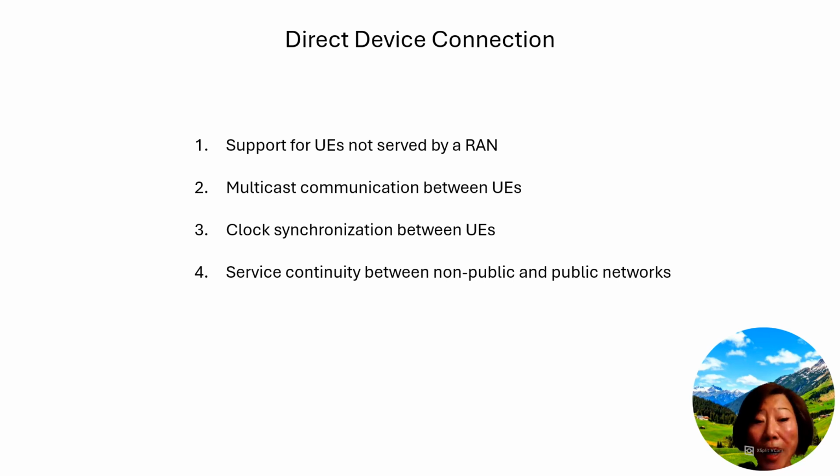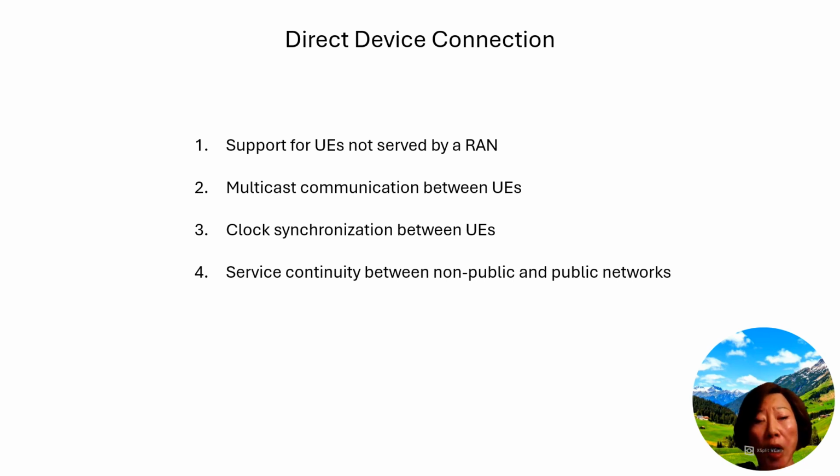Okay, next is direct device connection. Direct device connection, also known as sidelink in 3GPP terminology, allows UEs to communicate without going through the network infrastructure. This can significantly reduce latency for local communications. Supporting different spectrum for direct communication than for network communication allows for more flexible use of radio resources.